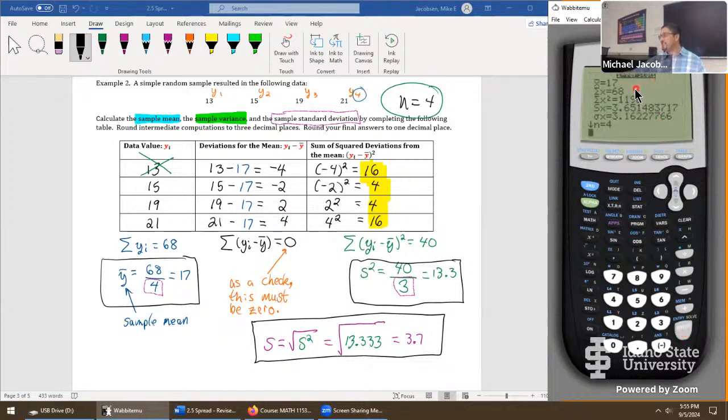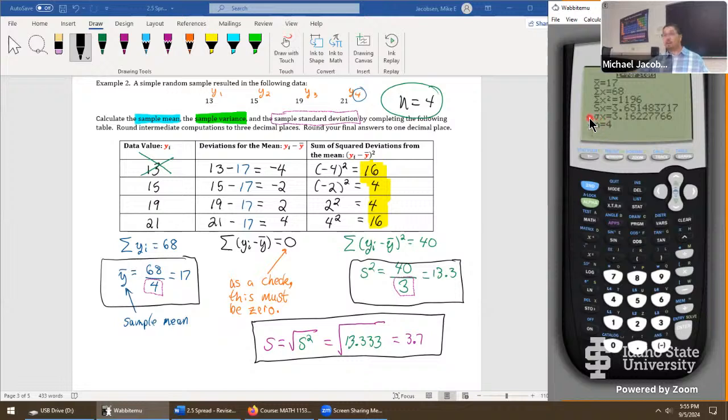Oh, I got it to go twice. And here's our verification. We have a y bar indicated to be 17. S squared is not on here, but we do have Sx. That's the standard deviation. Our answer is rounded to 3.7. If we rounded this to 3.7, we would have gotten the same result. So it's kind of nice. That's a good check on our work.